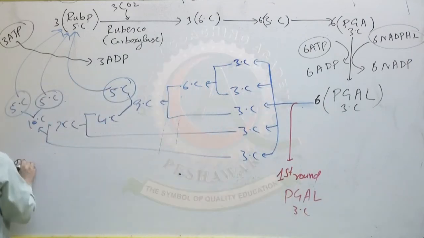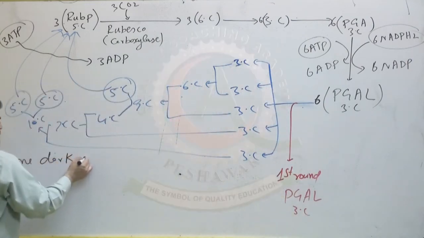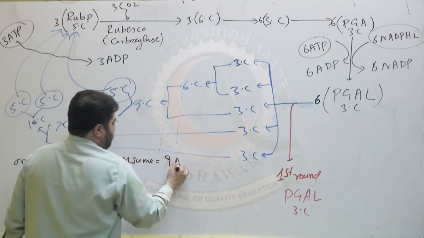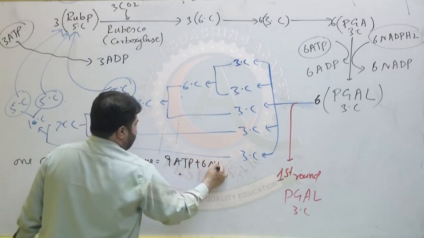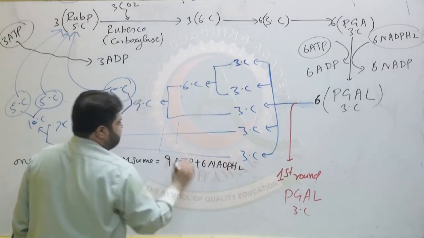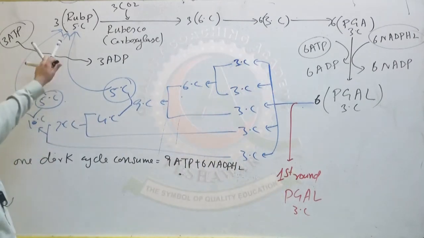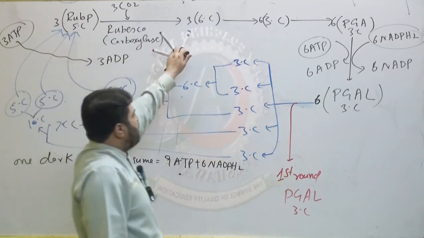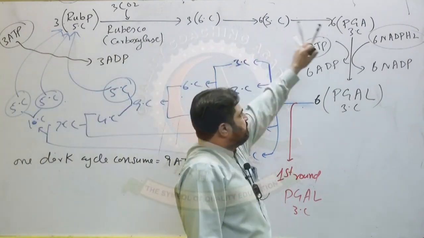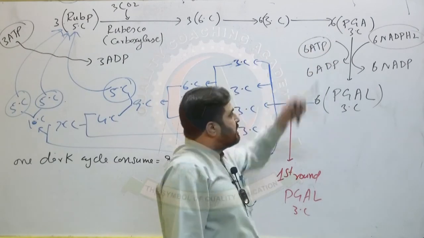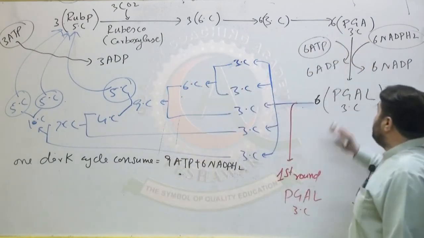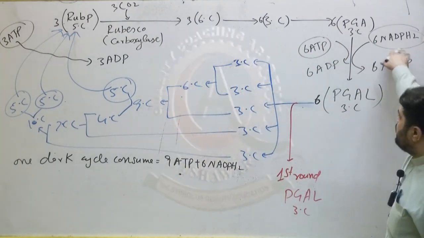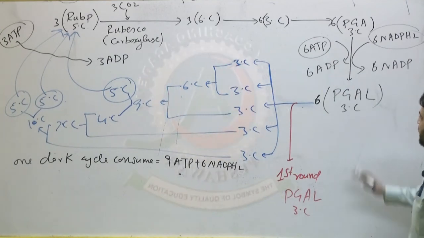So one dark cycle consumes 9 ATP and 6 NADPH2. Now again this cycle starts. 3 RUBP with 3 carbon dioxides form 6 carbon compounds, which change into 3 carbon compounds called PGA. It's the first stable compound, that's why we call it a C3 plant. PGA is changed into 6 PGAL. Again 6 NADPH2 and 6 ATP are consumed.